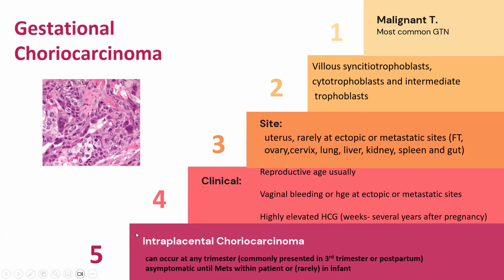One more thing to shed light on is that we have intraplacental choriocarcinoma. That's a variant of choriocarcinoma that can occur during pregnancy, actually at any trimester, but commonly presented in the third trimester. It's mostly asymptomatic and does not present until metastasis within the patient or rarely in the infant, and this is very surprising to me. Have any one of you seen a choriocarcinoma metastasizing to the infant?